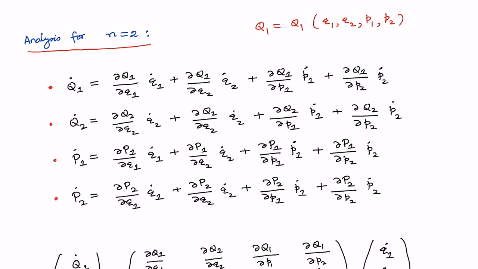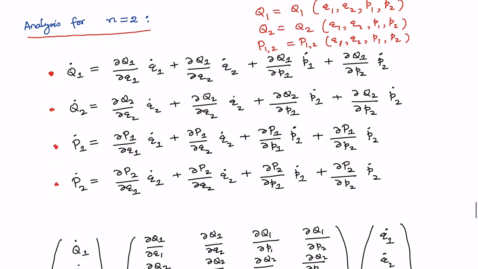Similarly, capital Q2 is also a function of Q1, Q2, P1, P2. And a similar thing I can write for P1 and P2. They are also functions of Q1, Q2, P1, P2. Because of that, I can get this set of four equations for the time variation of Q1, Q2, P1, P2.